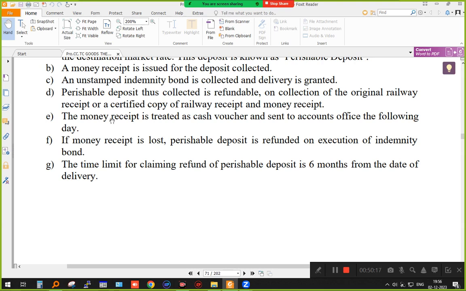If that perishable money receipt is lost, perishable deposit is refunded on execution of a separate indemnity bond. So he has to buy one new indemnity bond and state, I have booked perishables by railways. I had booked 100 kgs of carrot. Each kg got 50 rupees. 5,000 rupees money receipt was created. Unfortunately, that 5,000 rupee money receipt is lost. Now I am left without my shirt and pant on. So I am giving this indemnity note. So this indemnity note will stand in the place of that. Place of what? Money receipt.